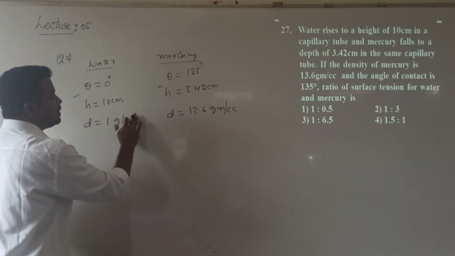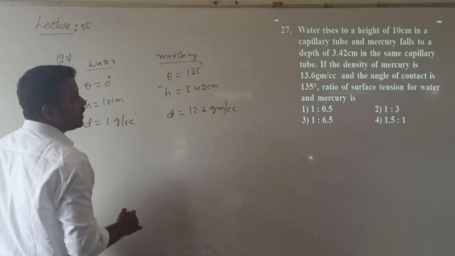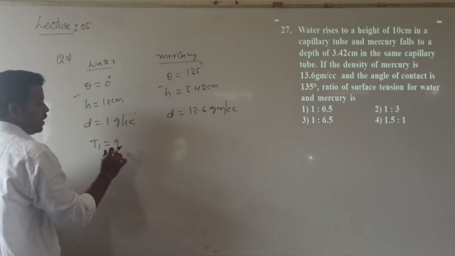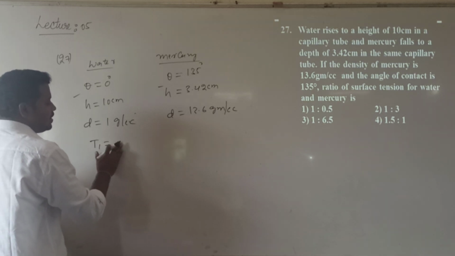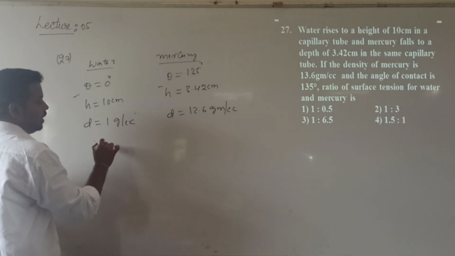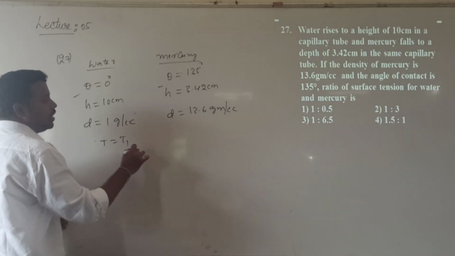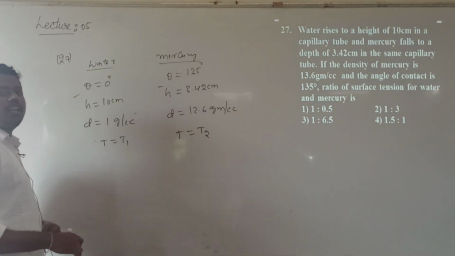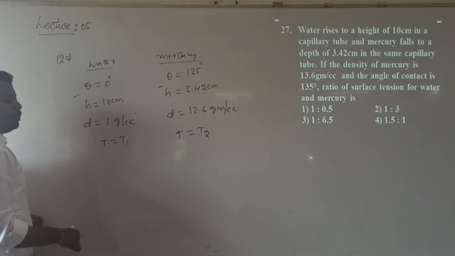Centimeter cube, I will write it as cc. What are they asking us to calculate? The ratio of surface tension. If I call the surface tension of water T1 and the surface tension of mercury T2, the question asks us to calculate the ratio T1 by T2.